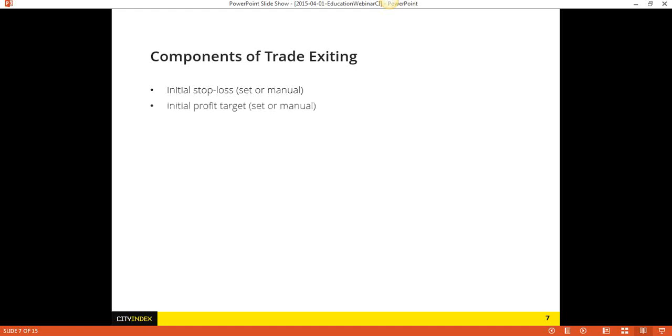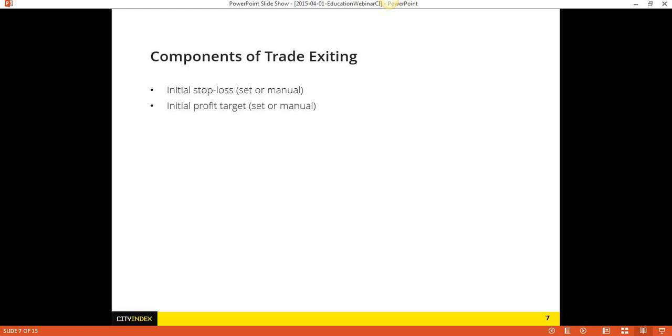Number two is your initial profit target. Again, you could set it on your platform, or it could be manual. Now, for the profit target, oftentimes I will not set a profit target in the beginning. Okay, I will not set one on the platform. I'll use a manual profit target, and for many reasons, and I'll show you this in a minute.